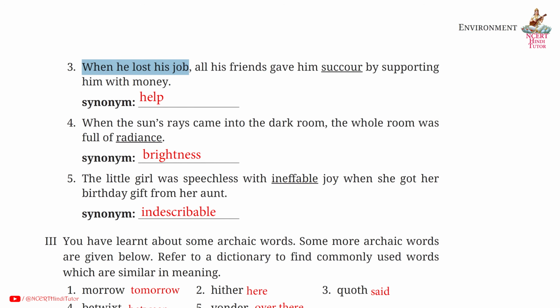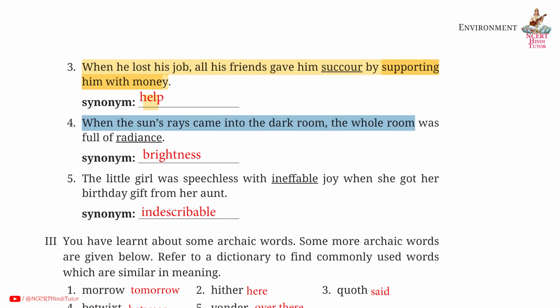Third, when he lost his job, all his friends gave him succor by supporting him with money. Synonym: help. You have to circle supporting him with money. Fourth, when the sun's rays came into the dark room, the whole room was full of radiance. Synonym: brightness. You have to circle sun's rays came.